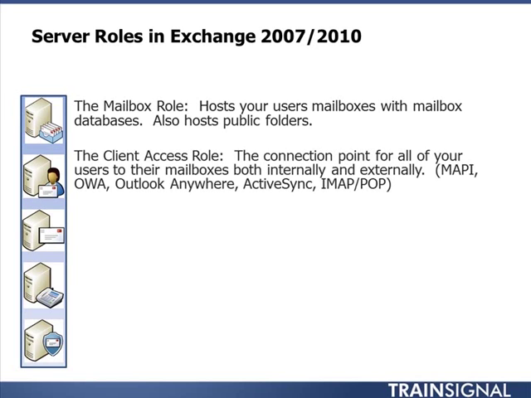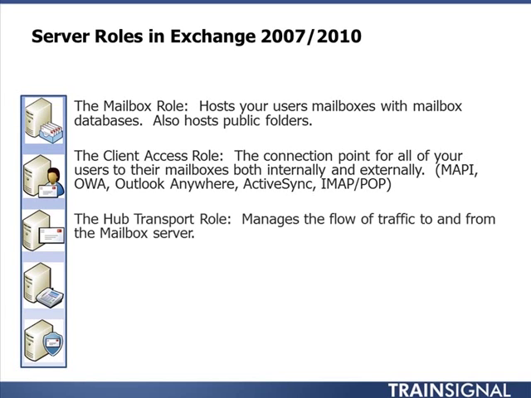Then there's the client access role, which is the connection point for all of your users to their mailboxes, both internally and externally. So the connections require either MAPI connectivity, Outlook Web App, Outlook Anywhere, ActiveSync, or IMAP and POP connectivity. Now the difference with Exchange 2013 you'll find is that one of these is missing. I won't give it away yet, but you'll find that one of these is missing with the new client access role.